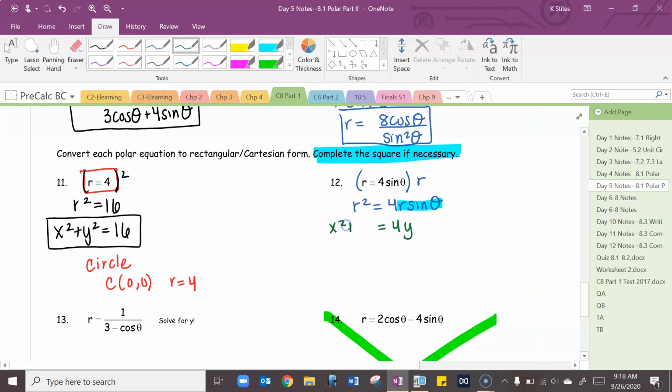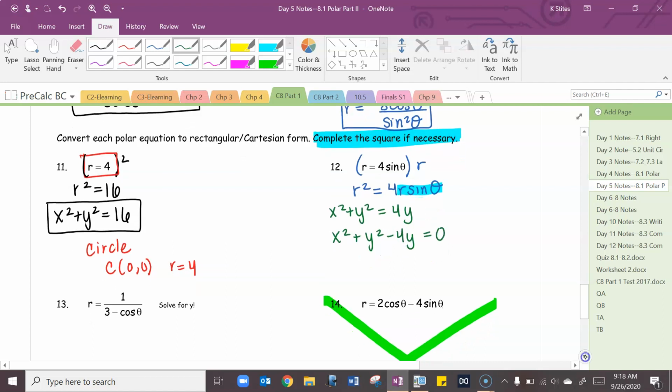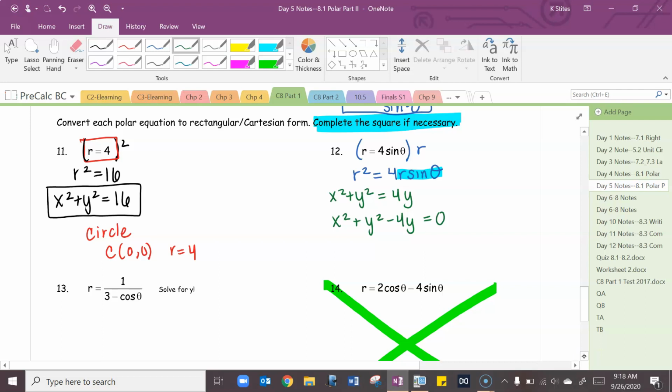R squared is the same as x squared plus y squared. This is an example of a problem that we will need to complete the square with. We will subtract our 4y over. This is actually going to be another circle, but a circle with a shift that does not have a center at 0, 0. These are the guys I'm going to complete the square with. Okay, so I have x squared plus y squared minus 4y. Divide the negative 4 by 2 and square it. It's going to be a plus 4. And we are going to counteract that by adding 4 on the other side.